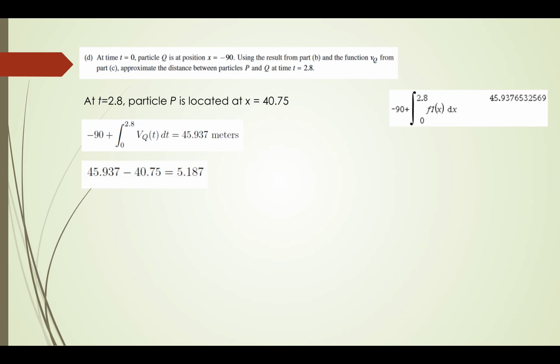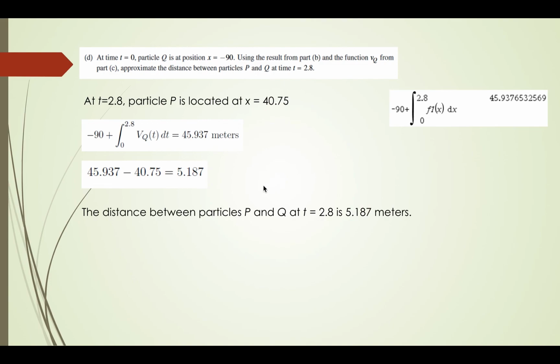And then we want to find the distance between them. So if particle Q is at 45.937 and particle P is at 40.75, you just need to subtract those to find the distance between them. Remember that distance is always positive, so if you subtracted in the opposite order, you would just need to change the sign to positive. Technically, you would put an absolute value around this. That way, the order of subtraction wouldn't matter. You're going to get a positive answer no matter what. But the distance between them is 5.187, and so I'm going to state here that the distance between particles P and Q at time equals 2.8 is 5.187 meters.